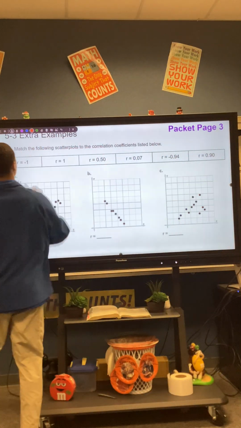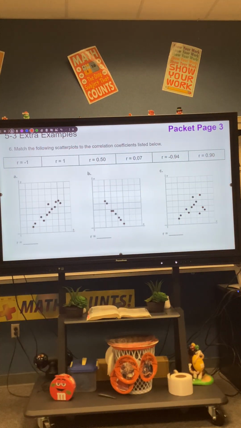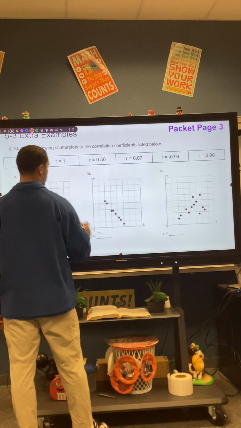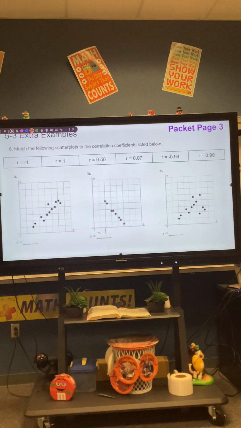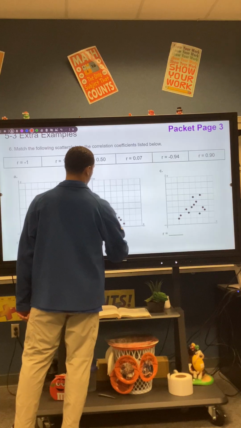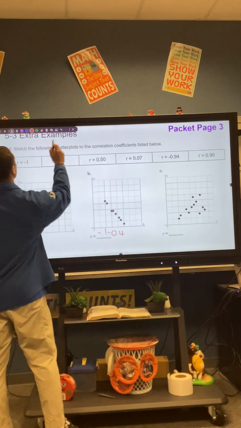So if I go over here, we can do this real quick as a class. This one's the easiest one to identify. Everybody said this was a negative, which to me makes sense. It's real close to a line. Really probably just 1 point away from being a line. You could probably put negative 0.94. I think I would have taken that too.